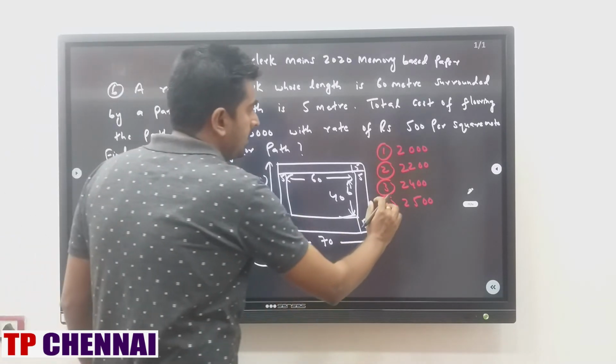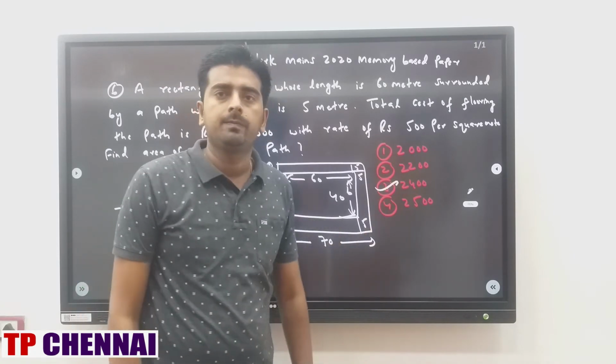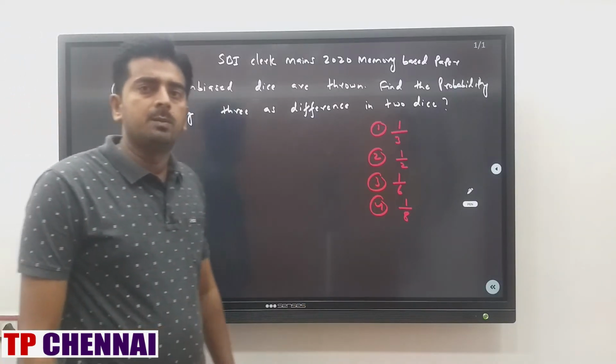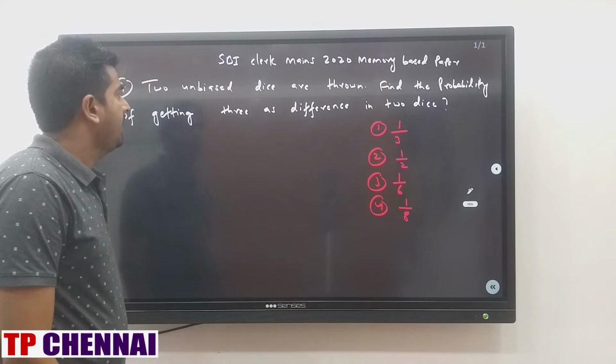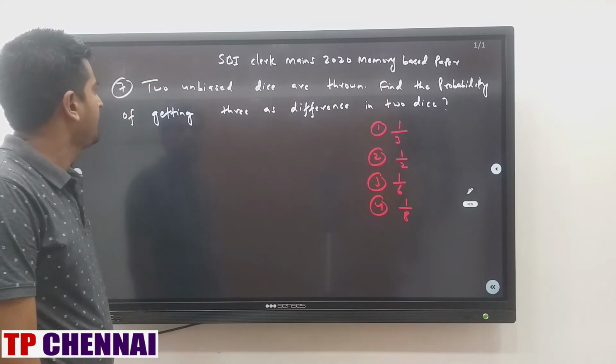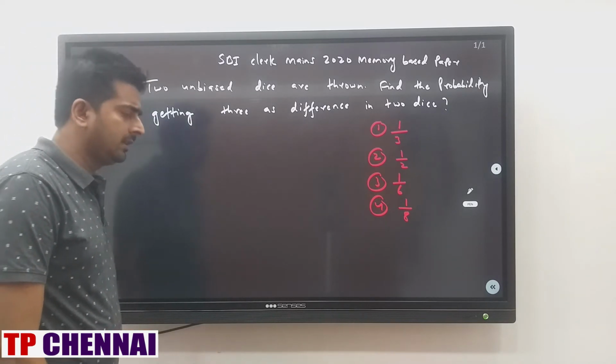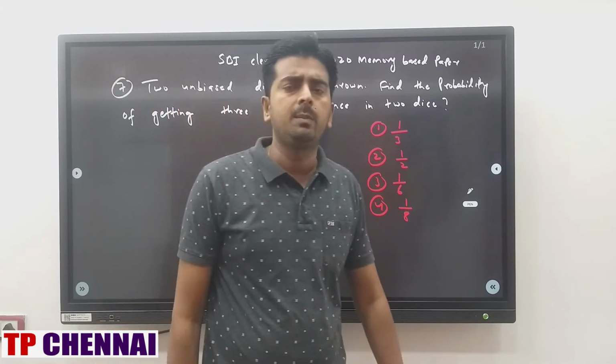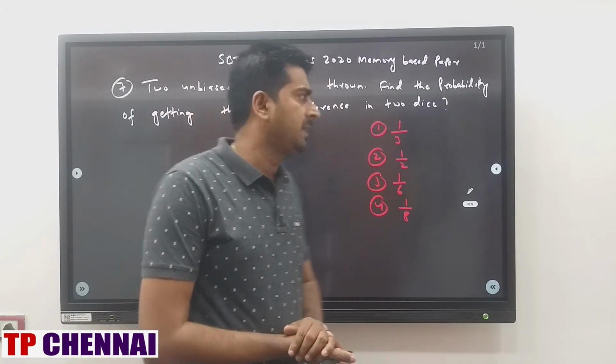2400, which is the third option. So now we'll see question number 7. Two unbiased dice are thrown. Find the probability of getting 3 as the difference in the two dice. This is a prelims level question, but they are asking it in the mains level examination.